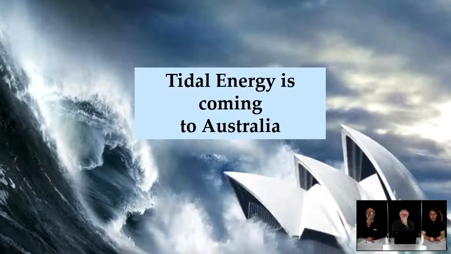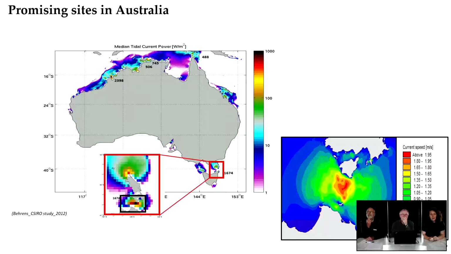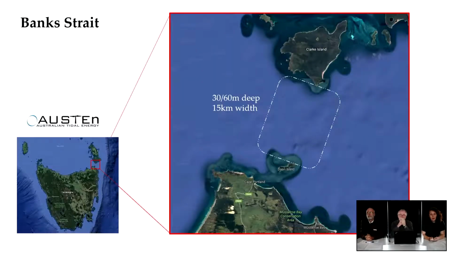According to a preliminary study, there are promising sites in Australia where a tidal farm is possible. One is in Western Australia at King Sound, where it's the highest tide. Then there's Darwin, near the Clarence Strait. And after that, Tasmania, in Banks Strait. So my study focused on Banks Strait.